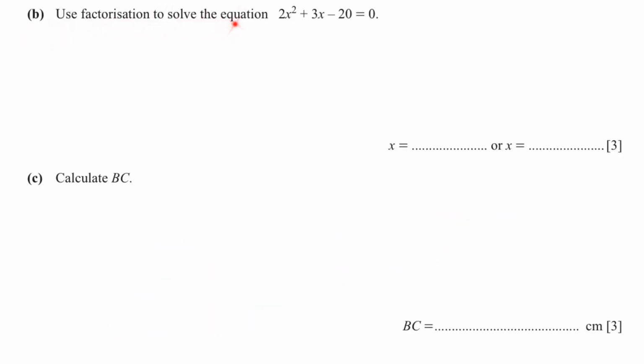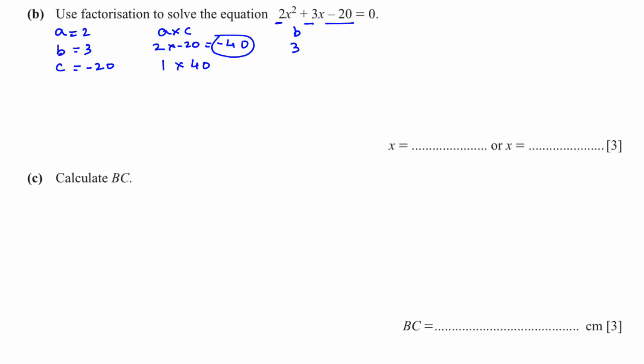Part B. Use factorization to solve the equation 2x squared plus 3x minus 20. First, let's write down what is our A. A is 2, the number before x squared. B is 3, the number before x. And C is the constant which does not have any x to it. When you multiply your A and C, we will get 2 multiplied by negative 20, negative 40. The factors of negative 40, if you add them together, should give you your B. B is 3. So 1 times 40, don't use the negative sign now. 2 times 20, 4 times 10, 5 times 8.